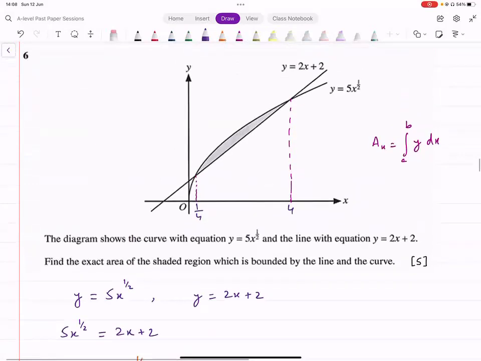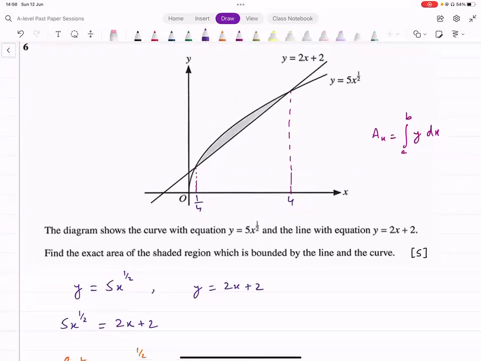Okay, now we've got to find the area. So what can we do for this? We have an upper curve. So we've got this shaded region, and this shaded region is bounded by two graphs, right? We've got the upper graph. What's the upper graph? This is the upper graph. The equation of that upper graph is y equals 5x raised to power 1/2. And for that shaded region, the lower graph is the straight line. What's the equation that we've got for this? We have y equals 2x plus 2. All right, so the equation of the line is y equals 2x plus 2.